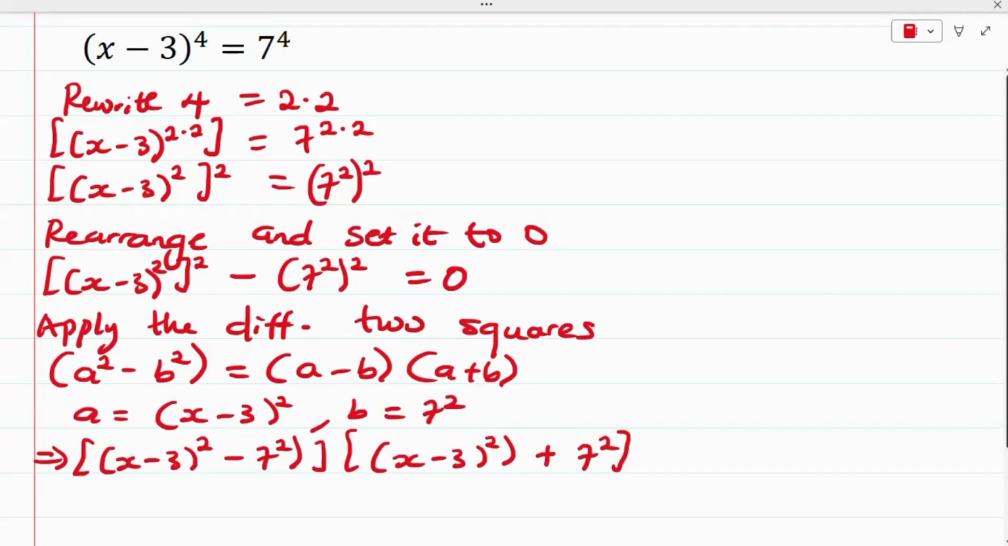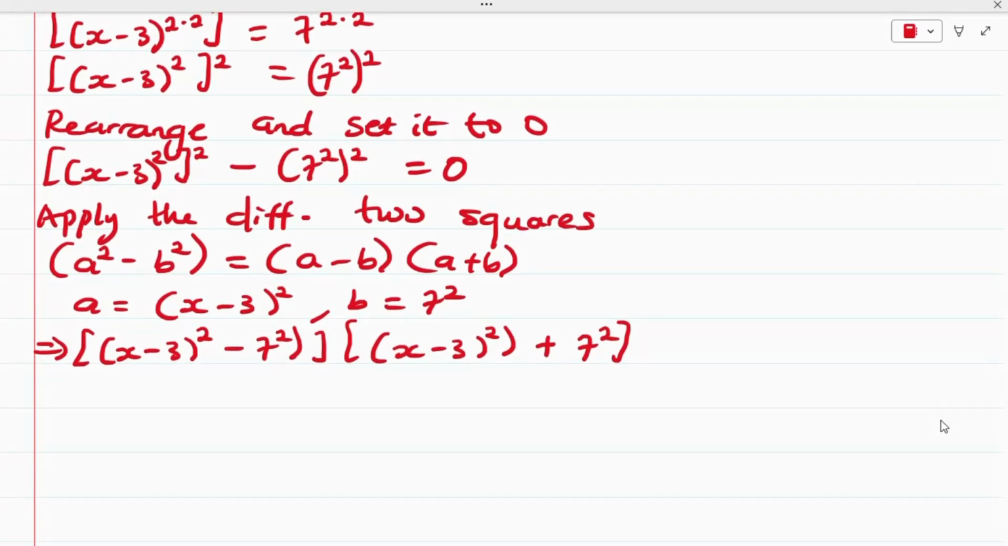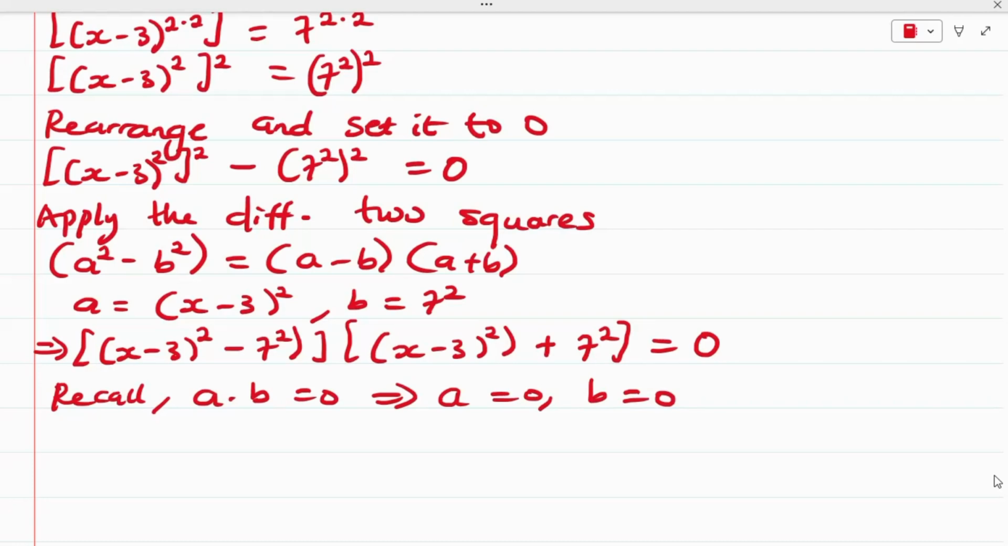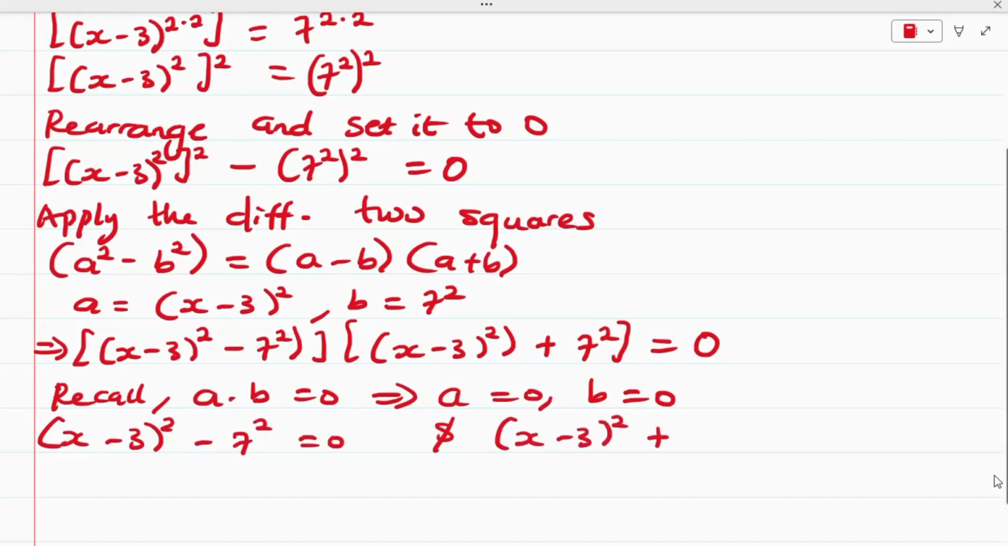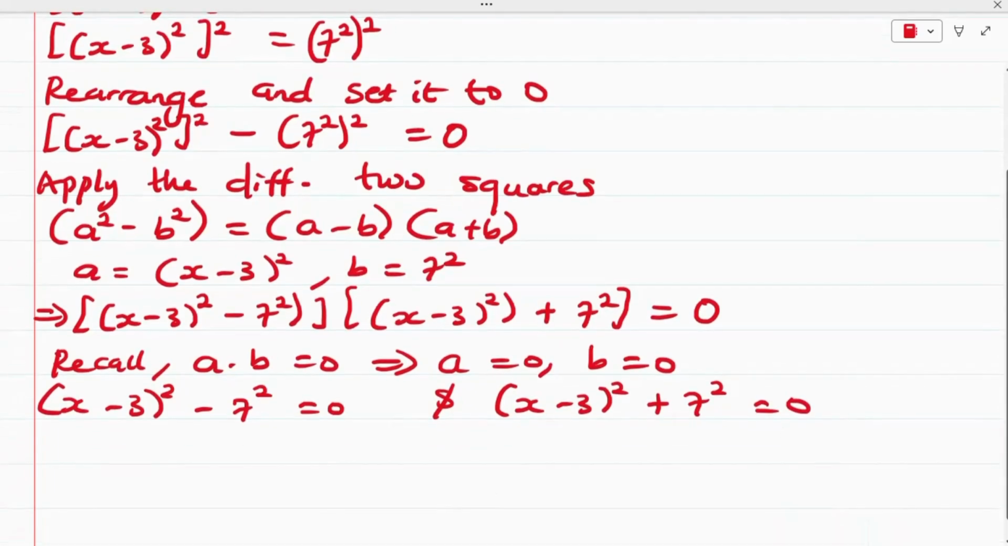So the next thing we want to do is to simply solve for this, and please note that this is all equal to 0. But you want to simply recall that if we have a multiplied by b is equal to 0, this simply implies that a is equal to 0 or b is equal to 0, right? So let's simply solve this following this right here. So we have (x minus 3) squared minus 7 squared is equal to 0. And we also have (x minus 3) squared plus 7 squared is equal to 0. So guys, let's simply simplify this right here.